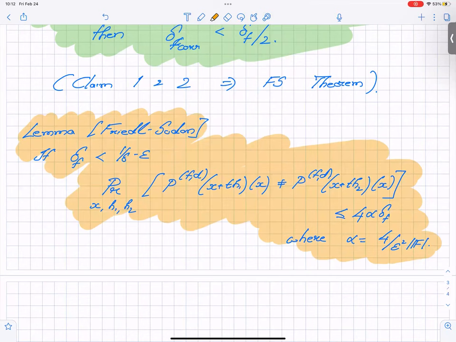The advantage of this over the previous test is that there delta was of order 1 by d square, here delta is constant. The advantage over Friedl-Sudan is that Friedl-Sudan was able to tell you that a given function is close to low degree only if the rejection probability is at most of order 1 over d square. This one is saying that even if the rejection probability is constant, in fact they say the constant is at most 1 by 8, but the 1 by 8 won't matter to us, just the fact that it's a constant, the function is still close to low degree.